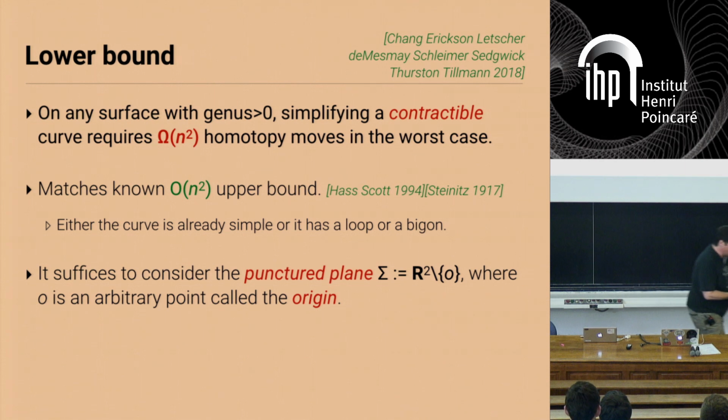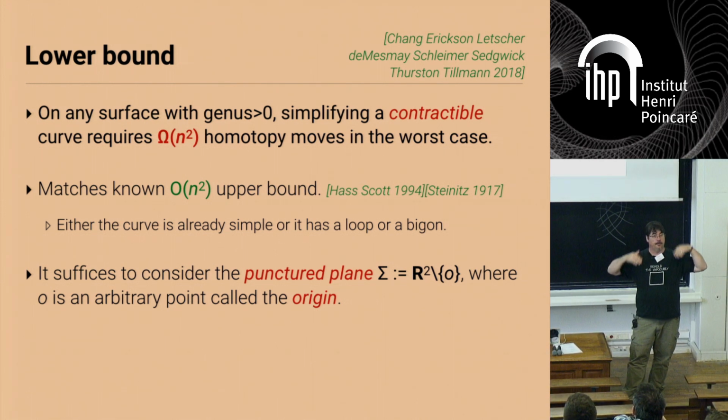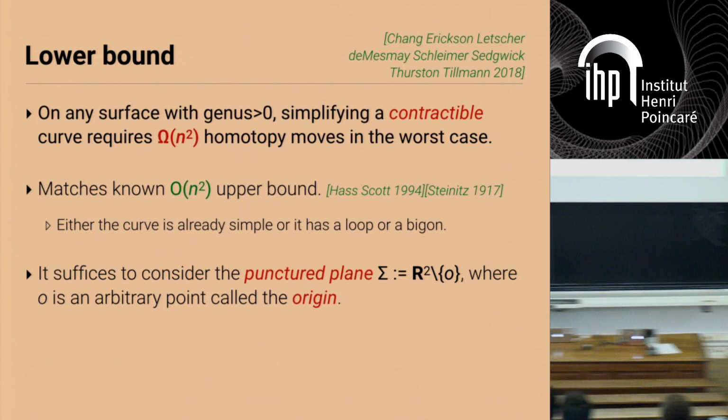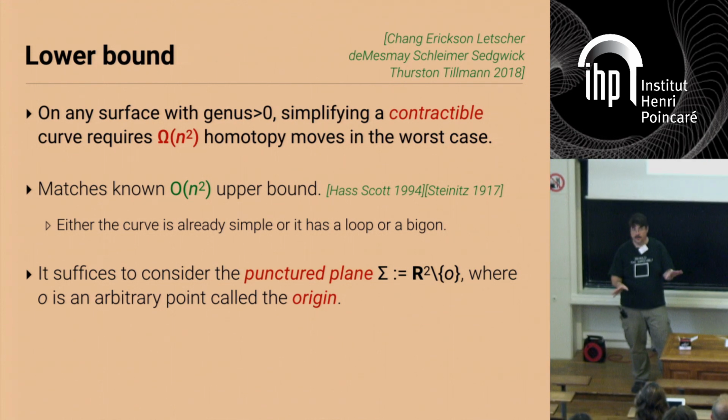We first showed that we can improve the 3/2 lower bound to n squared on any non-trivial surface, even when the curve happens to be contractible. And then results by Hass and Scott actually imply that this n squared bound is tight. There's an n squared upper bound for contractible curves because the result in Hass and Scott implies that for any contractible curve on any orientable surface, there is either a loop or a bigon, exactly the same conditions as Steinitz, which means you can just apply Steinitz's algorithm.